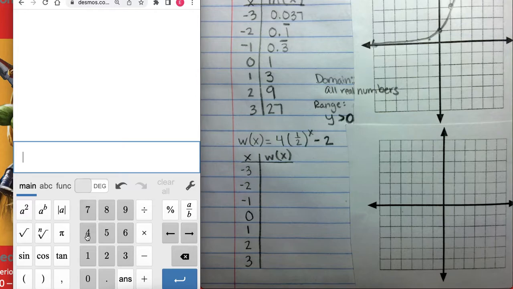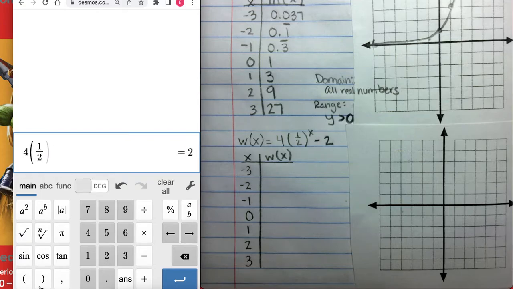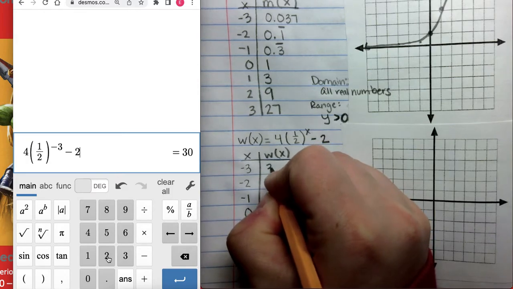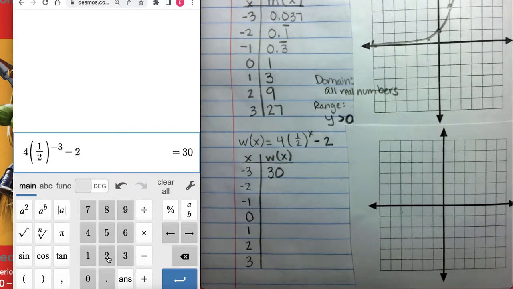So I have 4, and then 1/2, and then it's going to be raised to the x power. So we'll start with -3, and then -2. All right, so when I put in -3, this time we get 30, so that won't be on the graph, but we'll work on it. Okay, and then it's the exponent. So I'm going to go to where this -3 is and delete that -3, and that's going to be a -2. And we get 14.